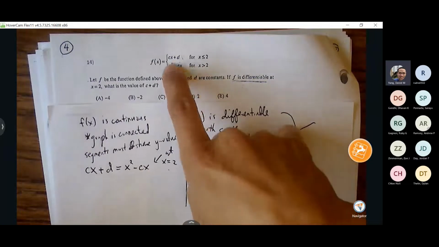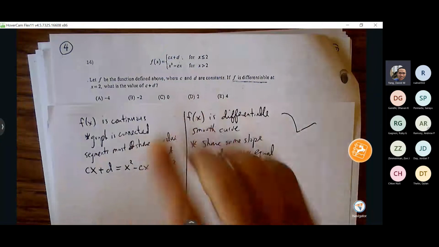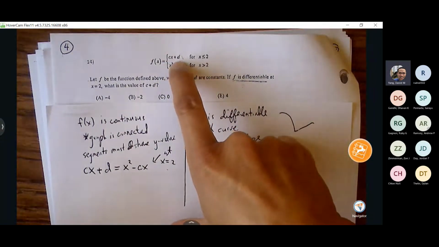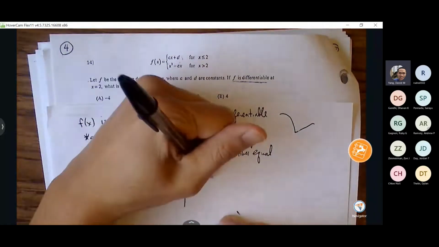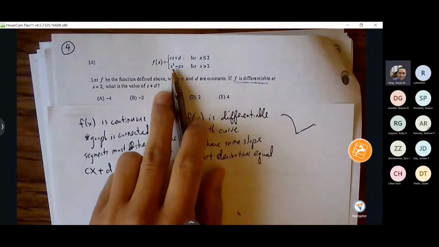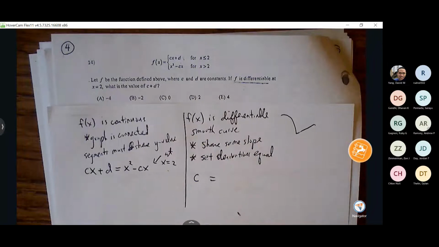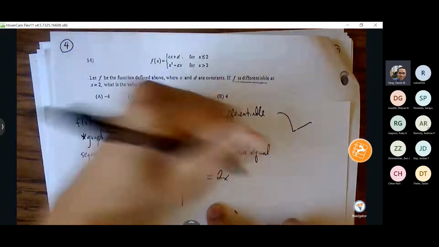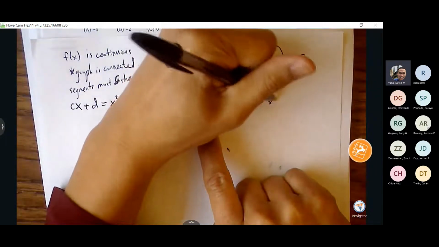Okay, so we can find the derivative. Cx becomes c, and d goes to 0. So we're treating c and d as constants here. So it's like 4x plus 1, right? If it's 4x plus 1, the derivative would just be 4, and the 1 would disappear. Same thing here. Cx becomes c. X squared minus cx: x squared becomes 2x, and cx becomes minus c. And there's our second equation. And this is also at x equals 2.